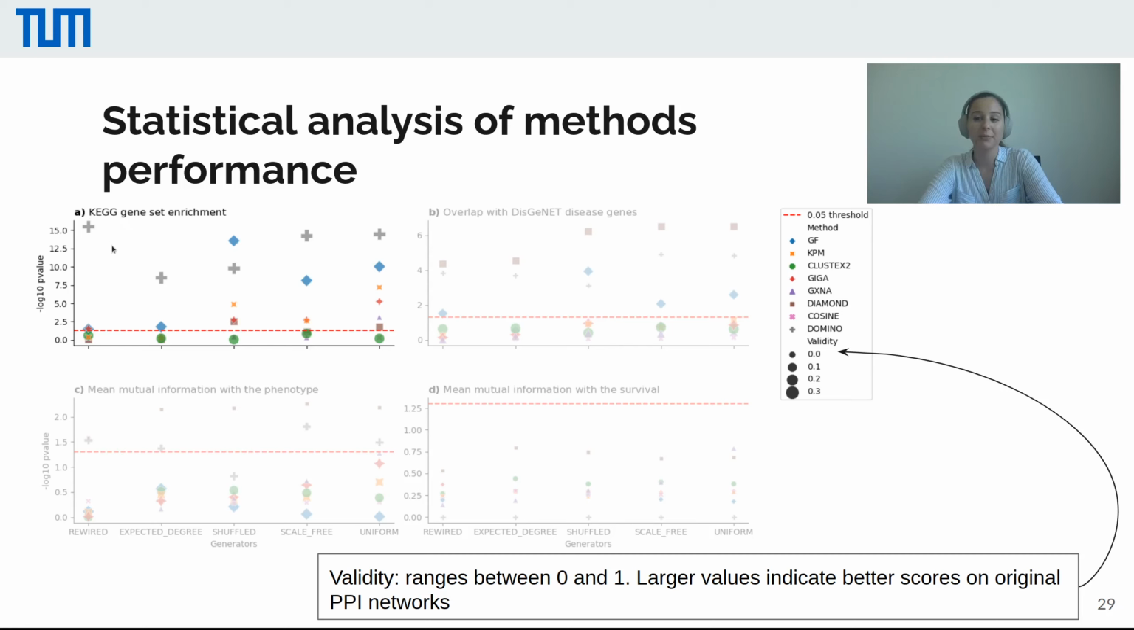But of course, this comparison only makes sense if the score of the original network was somewhat good to start with. So we are only interested in situations when the results were good on the original network and then became worse for generators. The size of the dot shows the proportion of good results for the method. So, for instance, we see that Domino here gave us significantly worse results on random networks, but the results on the original networks were good in 30% of cases.